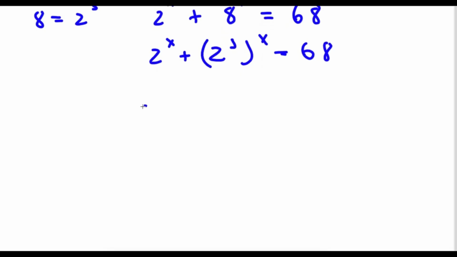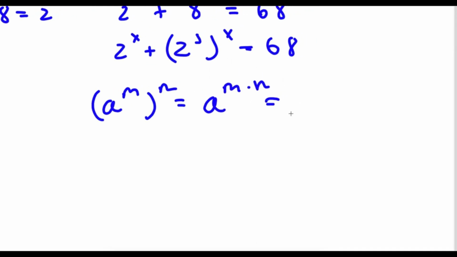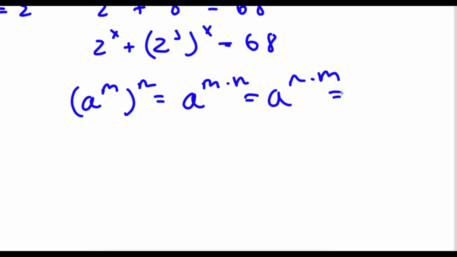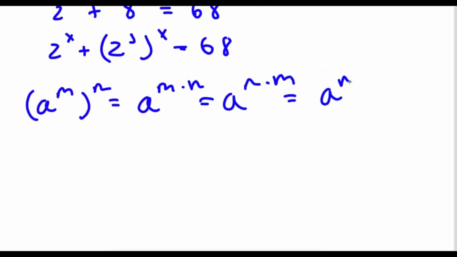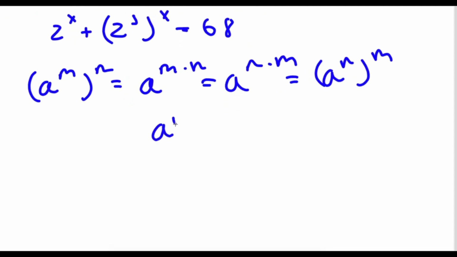Now, if I have something in the form a to the power of m to the power of n, this is the same thing as a to the power of m times n, right? And a to the power of m times n, these two are interchangeable, meaning this is the same thing as a to the power of n times m, meaning this is the same thing as a to the power of n to the power of m. So to put this all together, a to the power of m to the power of n is the same thing as a to the power of n to the power of m.